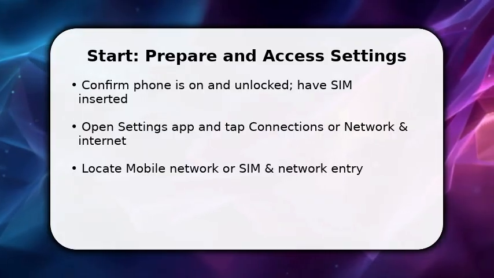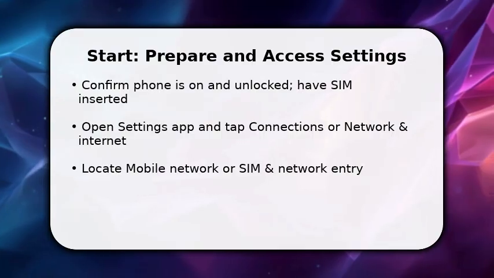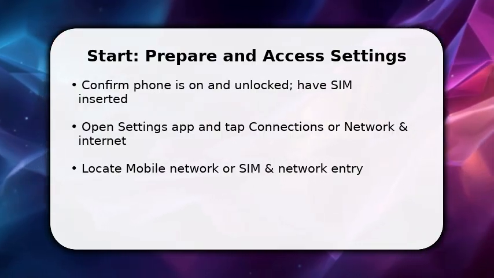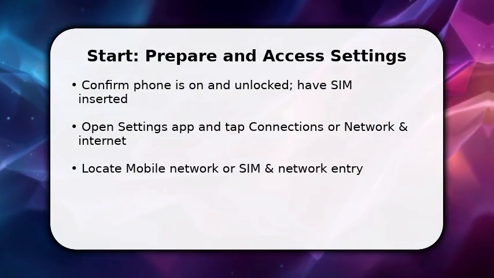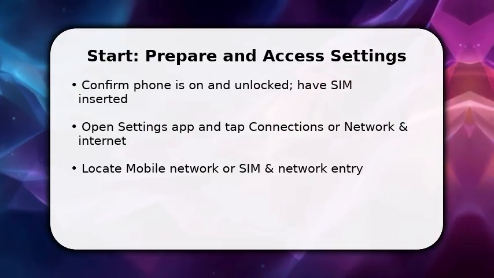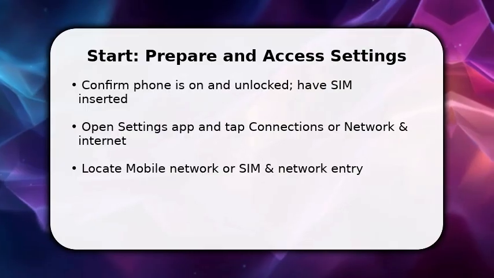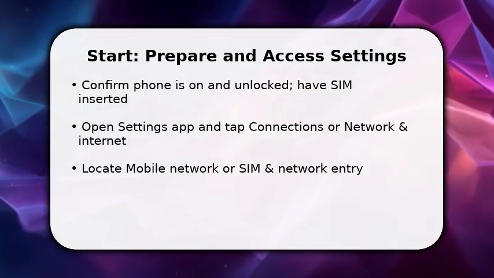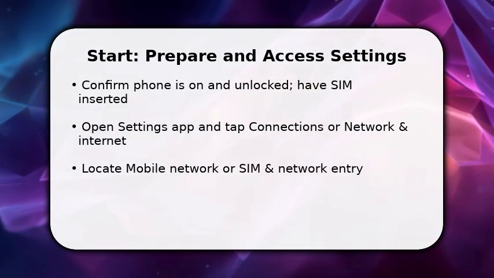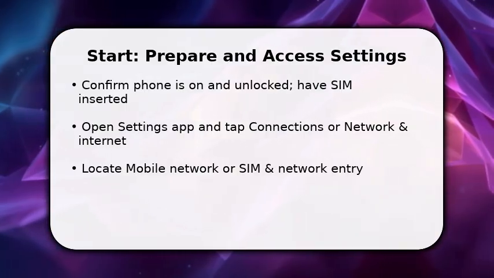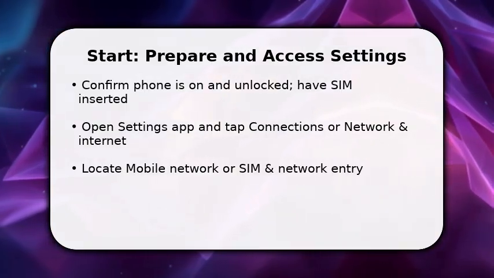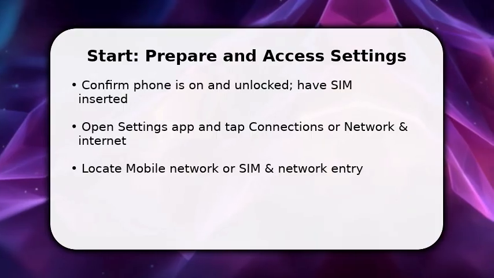You begin by making sure your phone is unlocked and the Roman 6 SIM is active. This prevents unexpected prompts. Once ready, open Settings and go straight to Connections or Network and Internet so you don't wander. Next, tap Mobile Network or the SIM and Network option that lists your Roman 6 SIM. This brings up the controls you need to change.